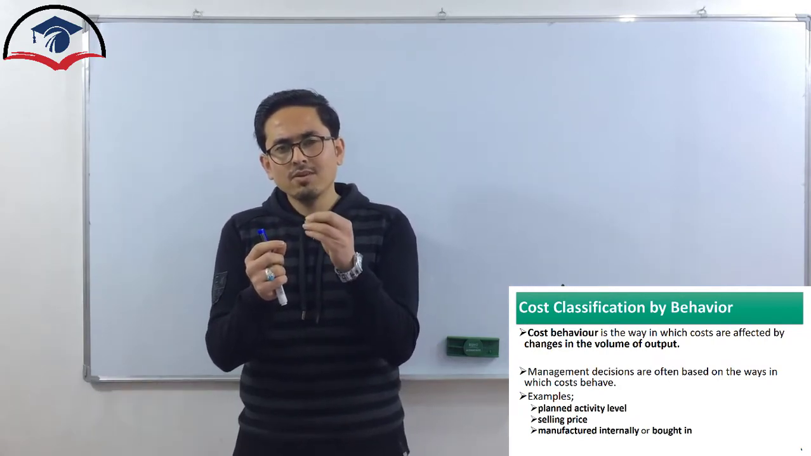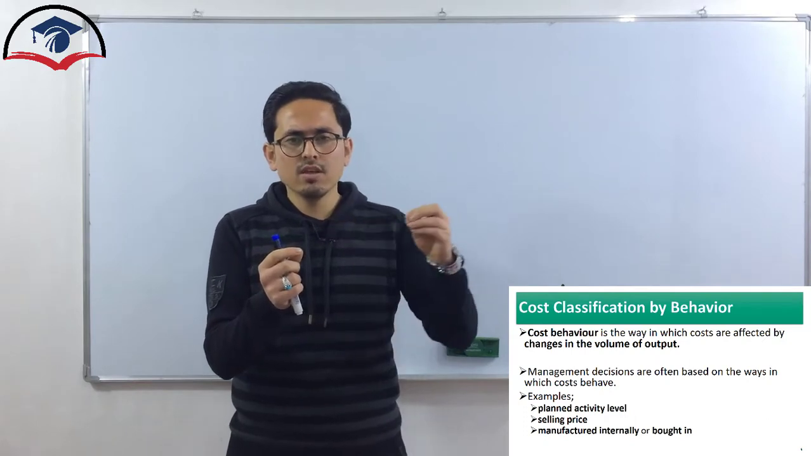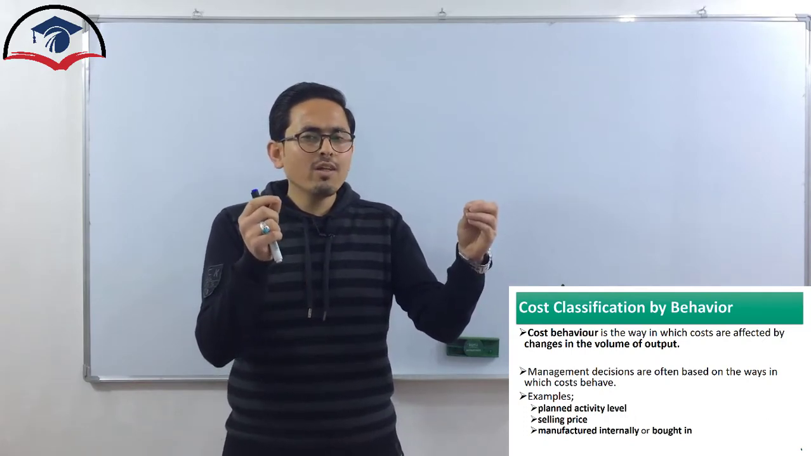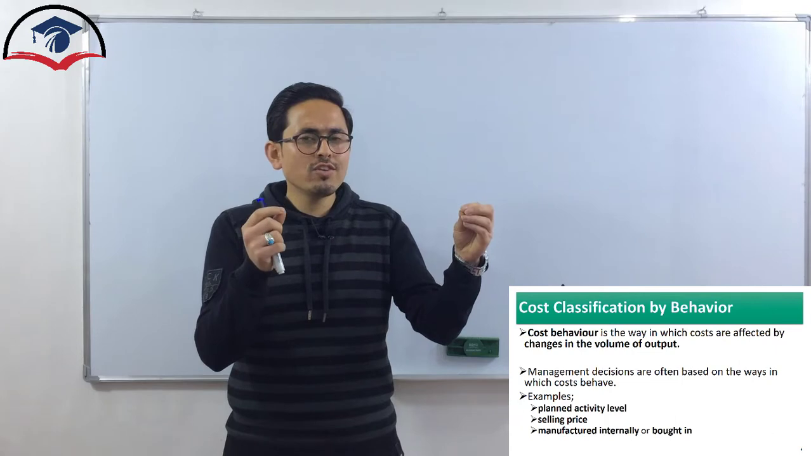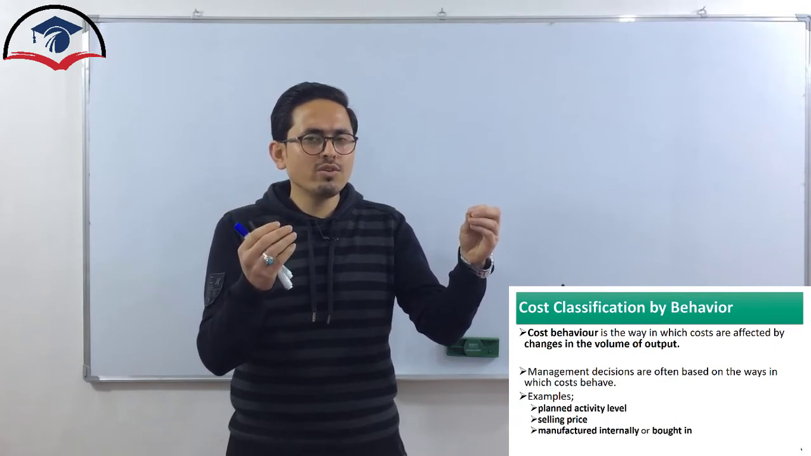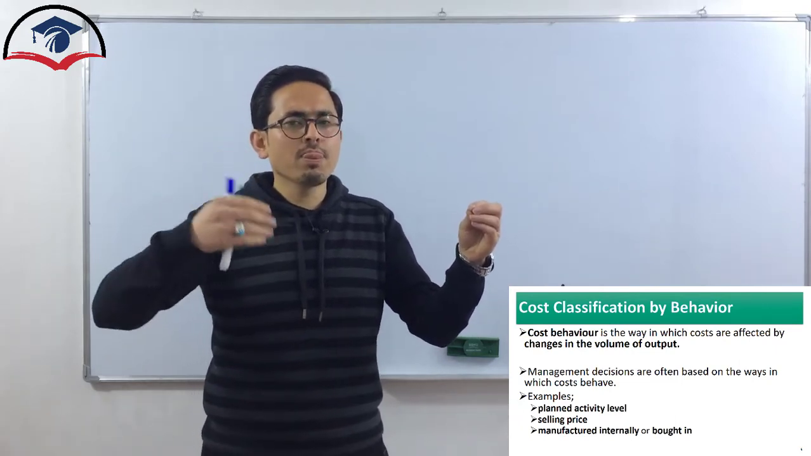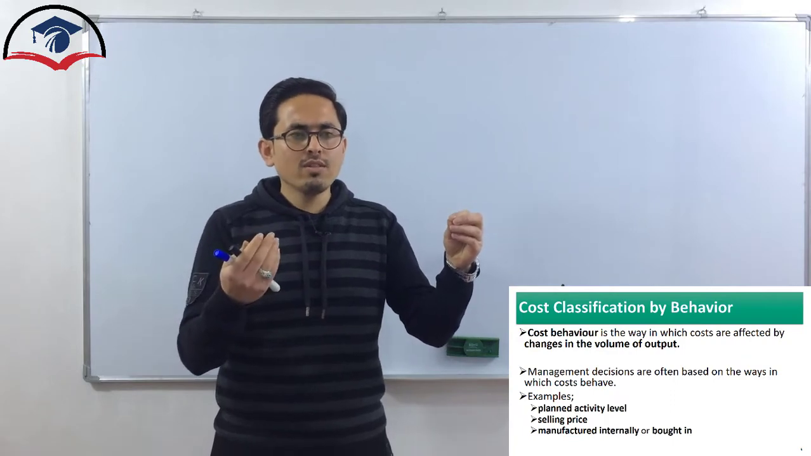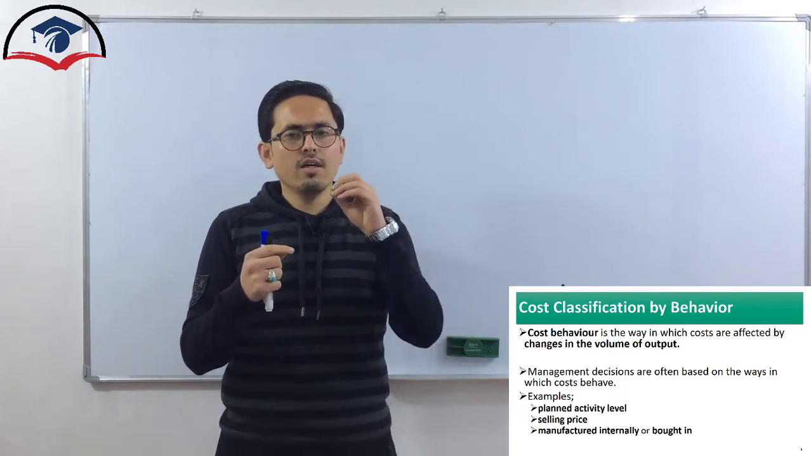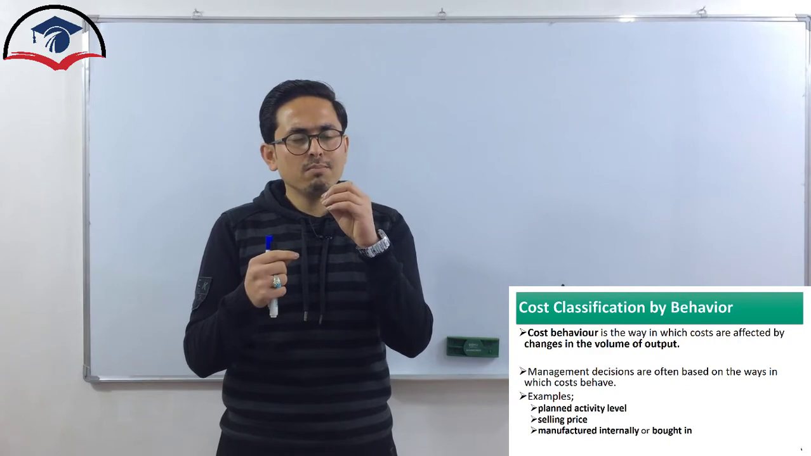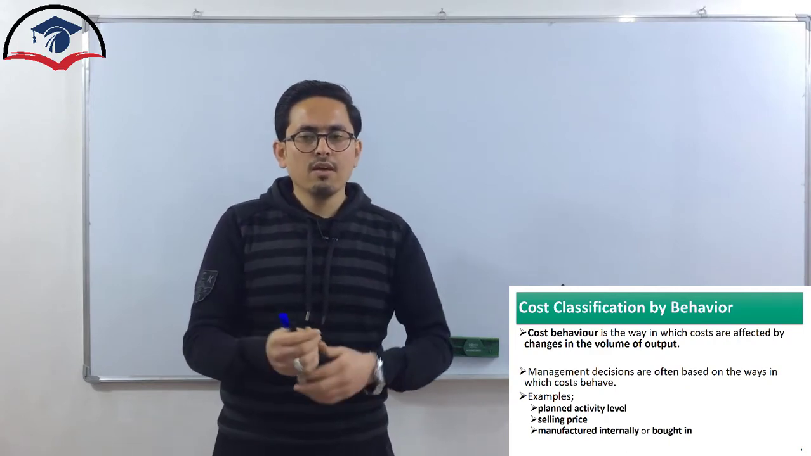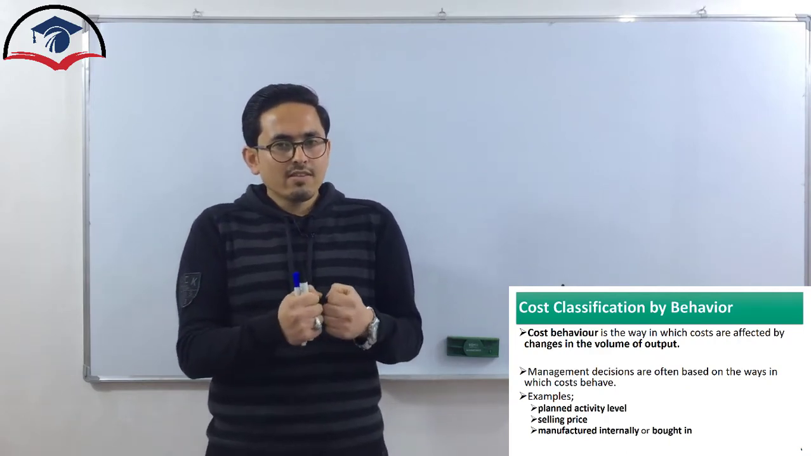If the management wants to plan something, they want to see what will be the effect of a change in the level of activity. Suppose they want to increase the sales volume, the level of sales. What is the effect on the cost of the company? Based on that, they will do the planning. Based on that, they will assign the selling price.